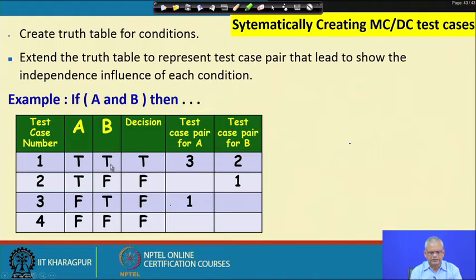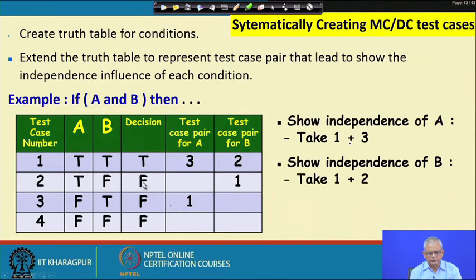Similarly, we check the second condition. We see that when A is true and B is true, the outcome is true. And in the next one, A is held true but as B becomes F, the outcome toggles, and therefore, 1 along with 2 will show the independent influence of B on the outcome. Similarly, 2 with 1 will also show the independent influence.